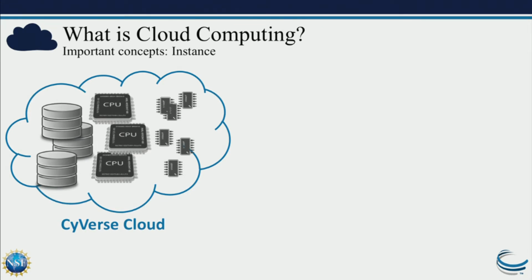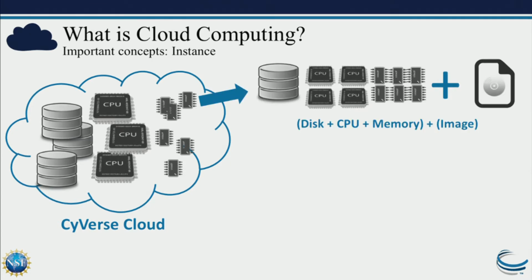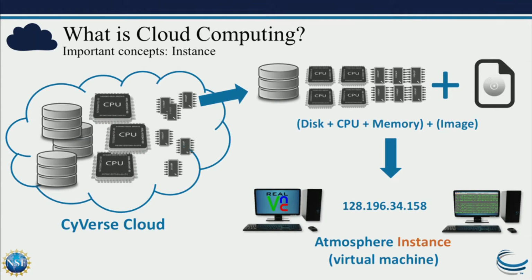So in the CyVerse cloud, we have a variety of physical resources. We have hard drives, CPUs, memory, RAM. And so when you come to CyVerse, you're asking us for an allocation of some of those to use temporarily. So you tell us how much you need and we assign that to you. Also, since essentially you're building a computer, you need an operating system, so you can pick an image that's configured to your needs. And when you put those both together, what you end up with is a virtual machine. And that virtual machine will be available to you at an IP address, and that's how you'll access it.